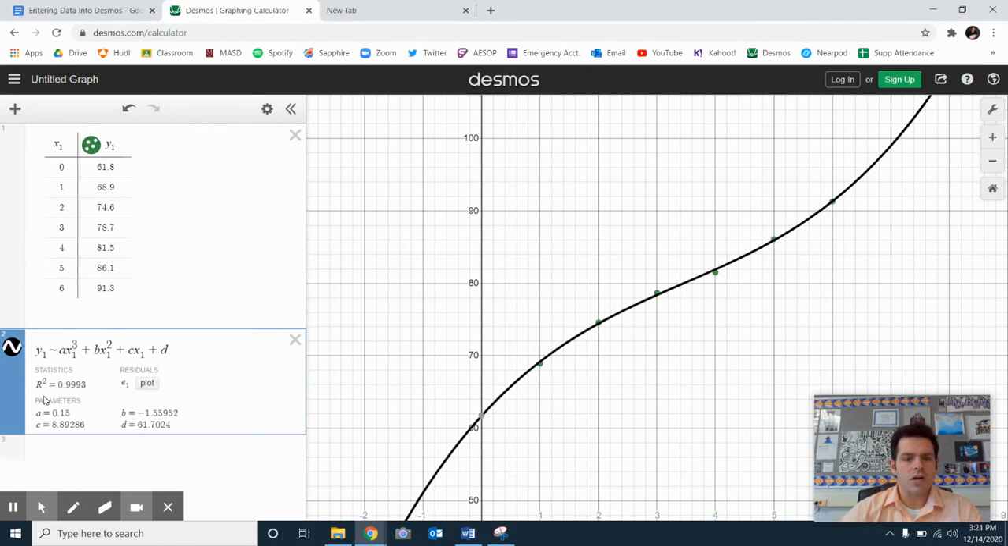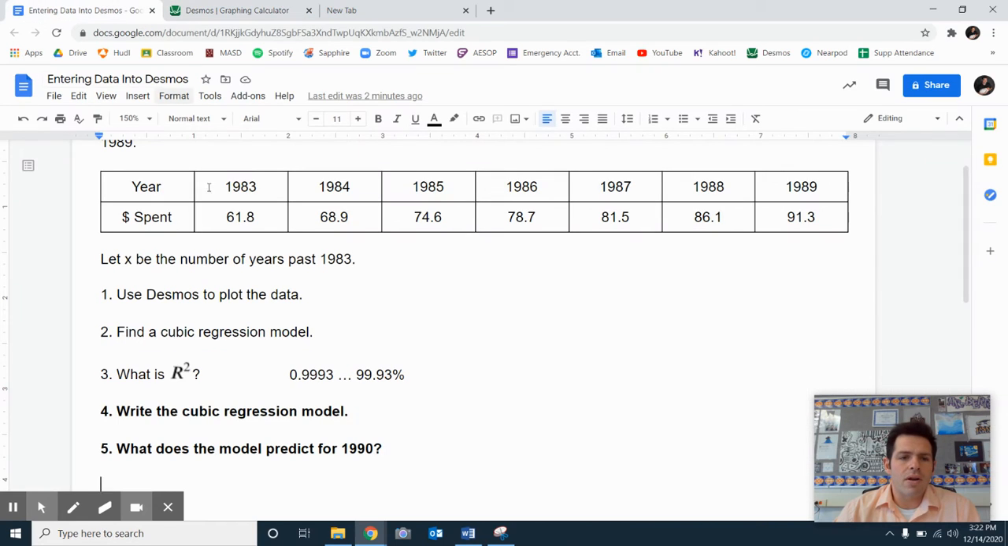And the closer we are to 100% is the closer the data represents this specific regression. In this case, because the biggest exponent is 3, it's a cubic regression, and our R squared was 99.93%. So it's a pretty good representation of what's going on with this data so far. Now I want to take a look at writing out the cubic regression model, where I can find out that information, as well as maybe make a prediction, which is where we really want to end up with all of this.